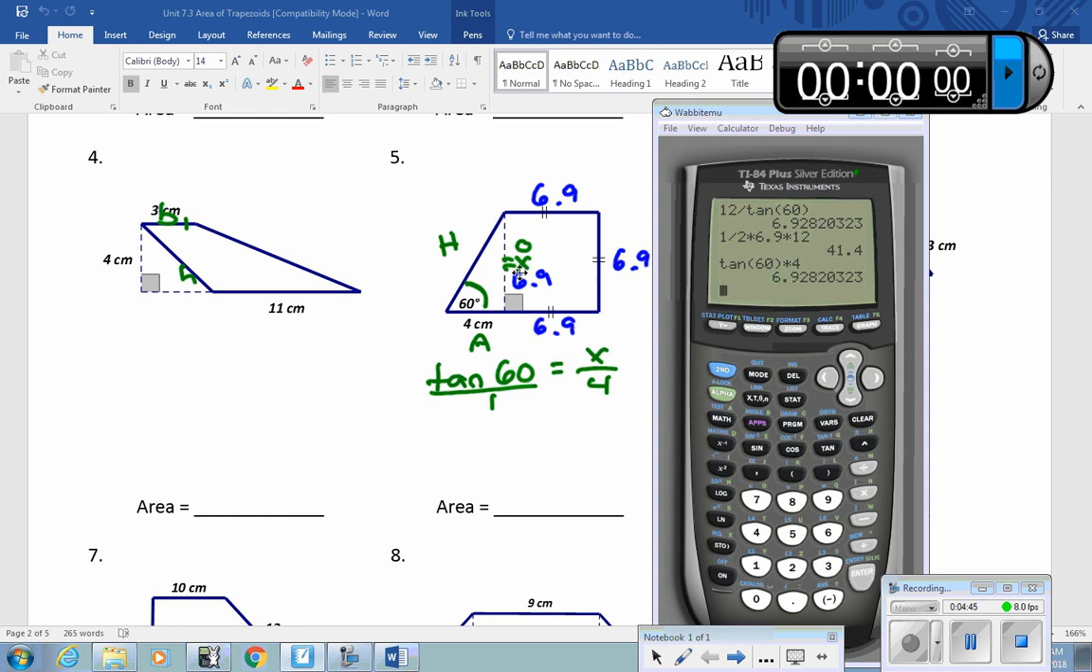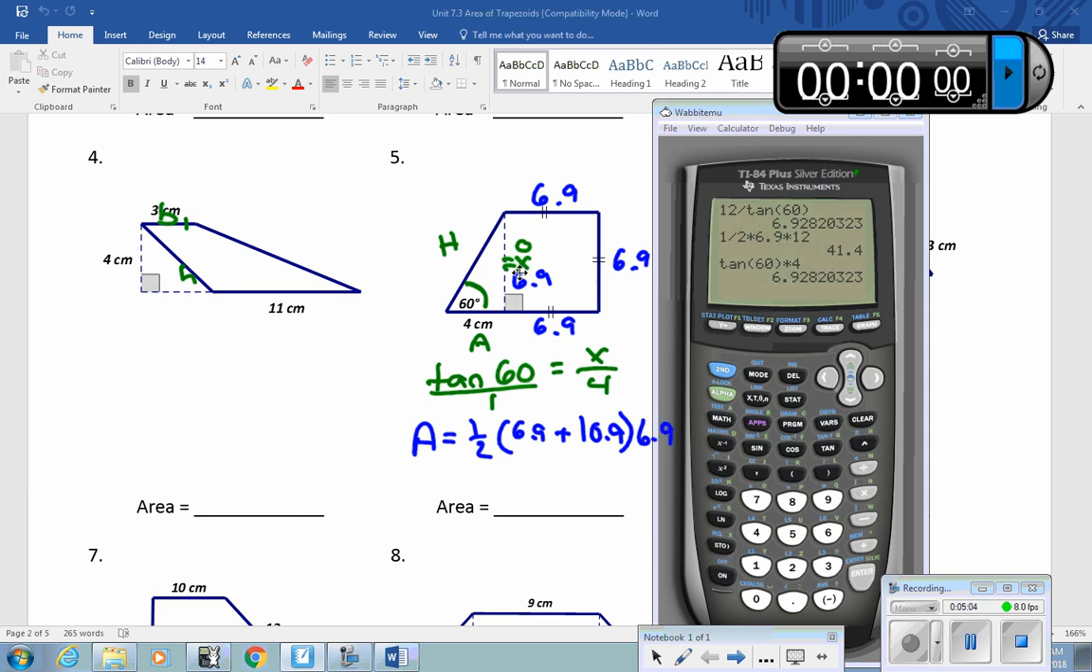So that's 6.9, and each of these 4 sides are now going to be 6.9. Now I can look through and say, hey, I've got everything I need. For my formula, we have the 1/2. Base 1 is 6.9. Base 2 would be 10.9. And then we have a height of 6.9.